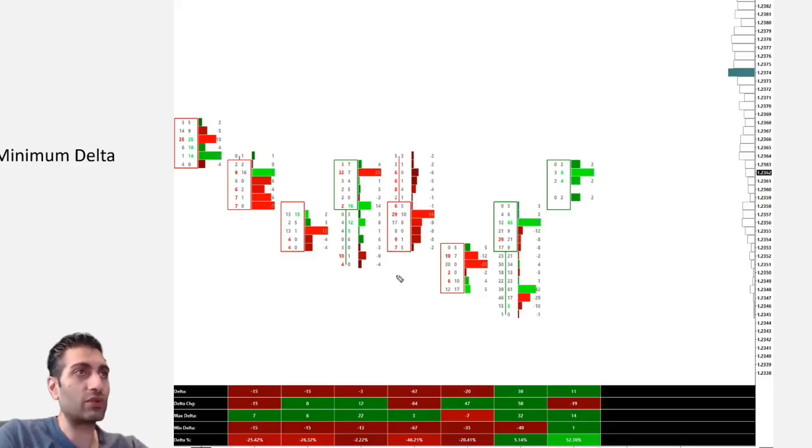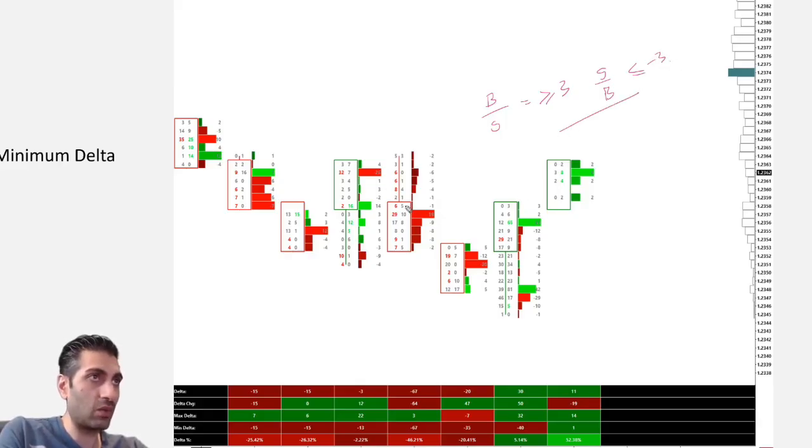So how do I do that? Well, you know how with a lot of things that you use on your retail platform, there'll be a standard setting. The standard setting is basically 3, the imbalance. So what does that mean? That means that essentially it's either buyers over sellers, the ratio is greater than or equal to 3, or sellers over buyers, but obviously that would be negative. So that would be less than or equal to -3, right? So what do I mean by that?